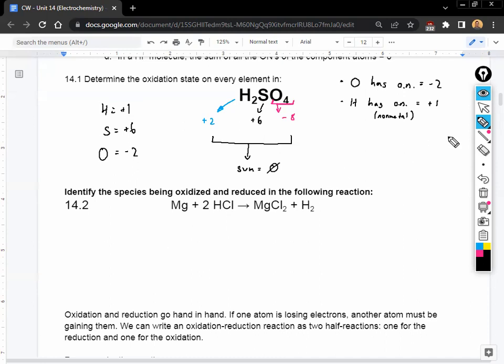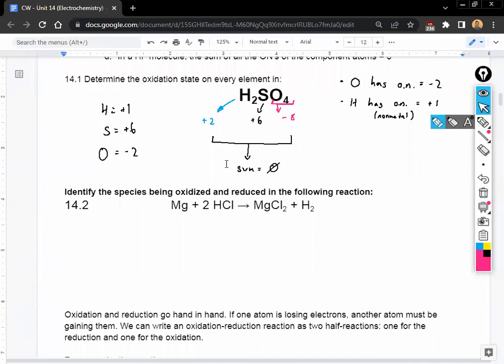All right, so I'm gonna give you guys another minute to try out 14.2. I want you to figure out here which element is being oxidized and which element is being reduced. I'm gonna use the same rules that we did before. So try it out and then we'll go over it in just a second. Alrighty guys, let's go over the 14.2.